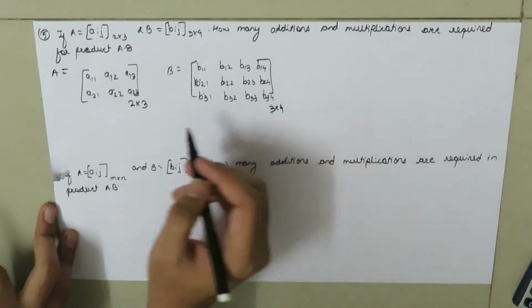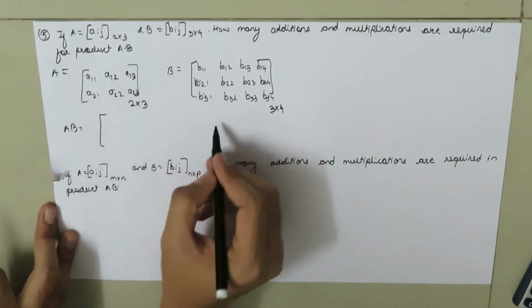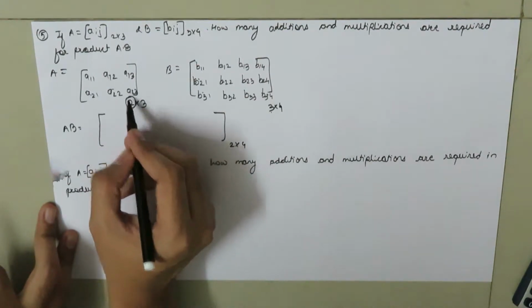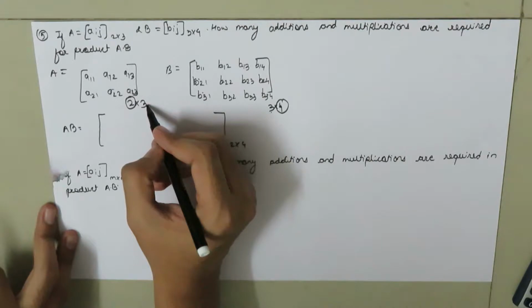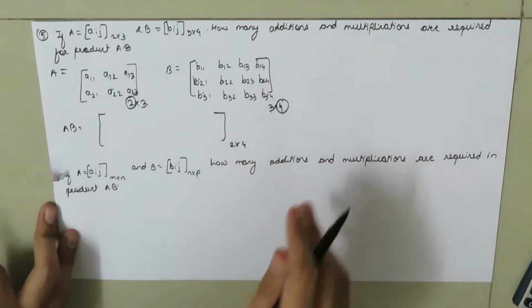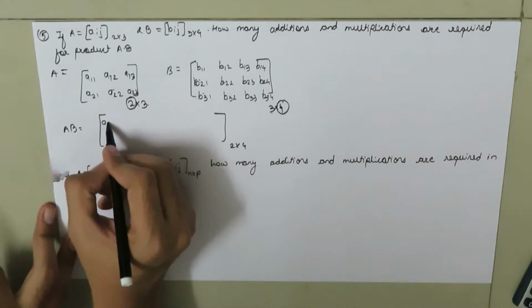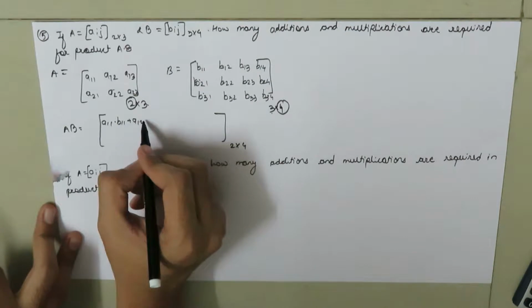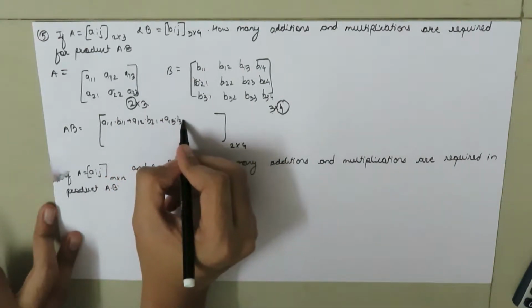So we can multiply these matrices, and the resultant AB matrix will be a 2 by 4 matrix, because here we have 2 rows and here we have 4 columns, and the columns of matrix A match with the rows of matrix B. So if we multiply these matrices, we'll get A11 multiplied by B11 plus A12 multiplied by B21 plus A13 multiplied by B31.